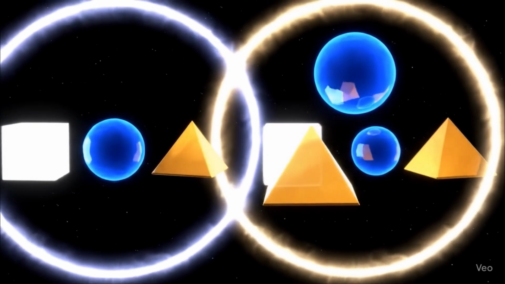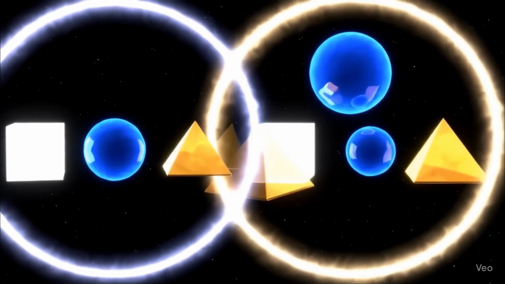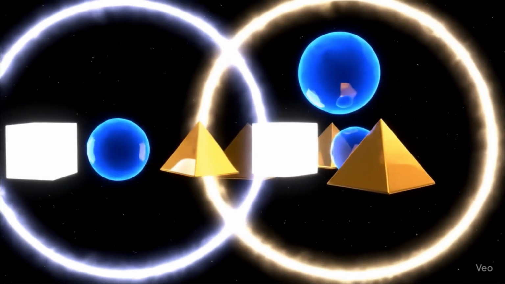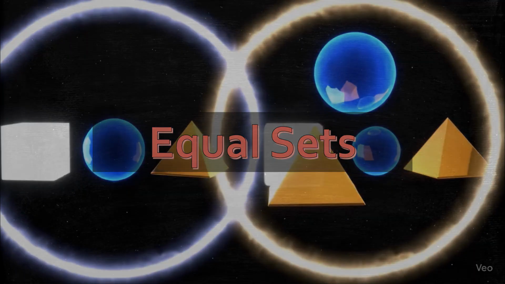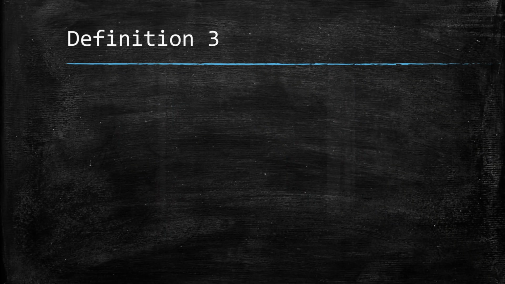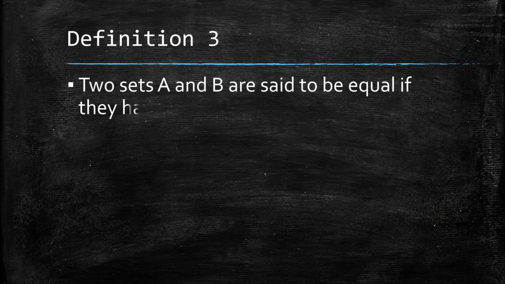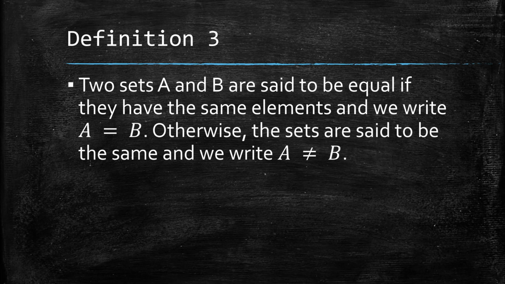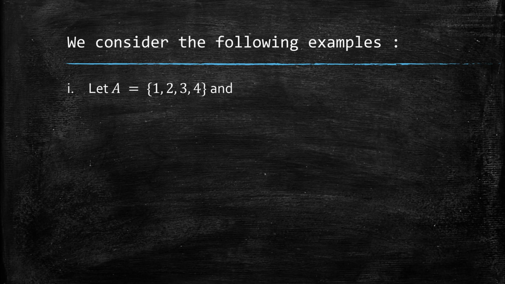Given two sets A and B, if every element of A is also an element of B and if every element of B is also an element of A, then the sets A and B are said to be equal. Clearly, the two sets have exactly the same elements. We consider the following examples.